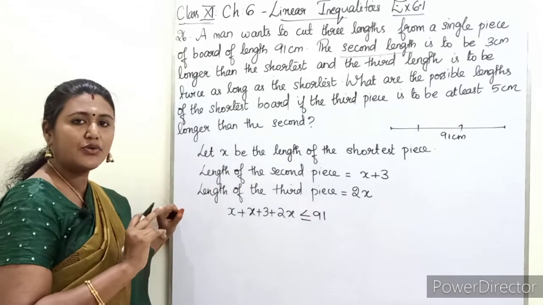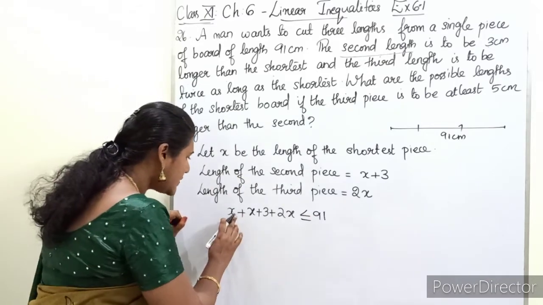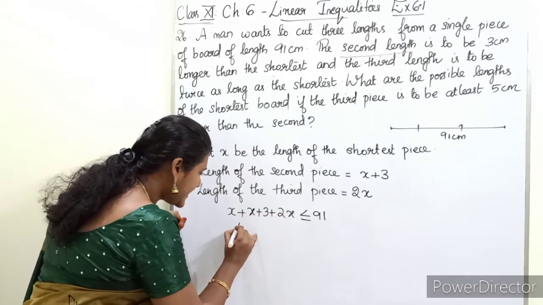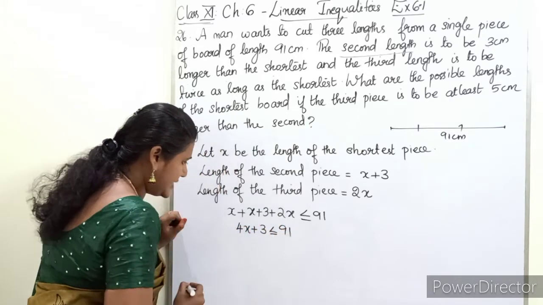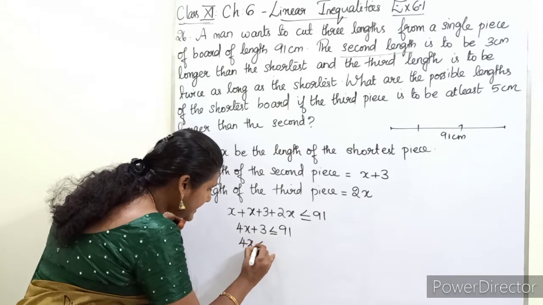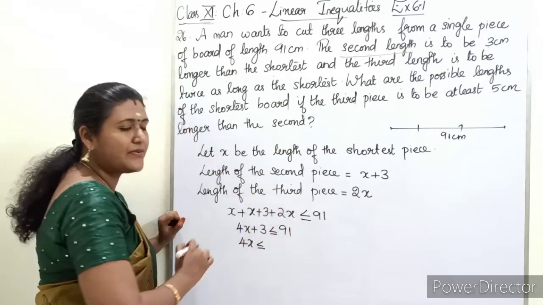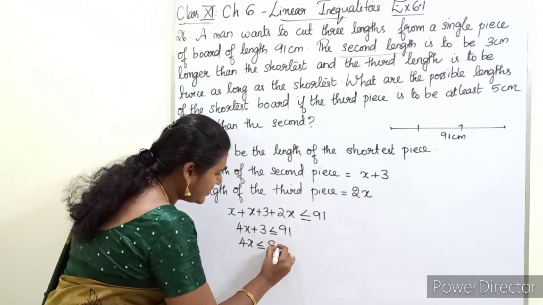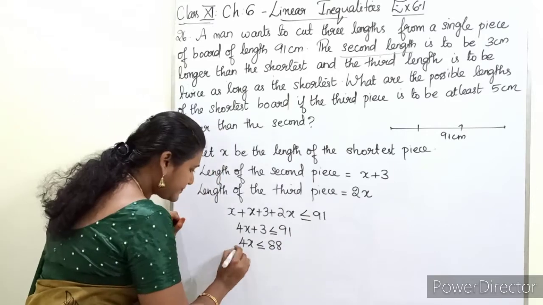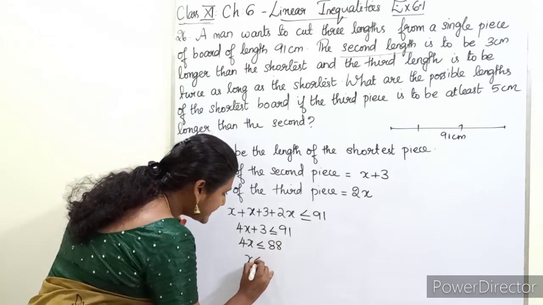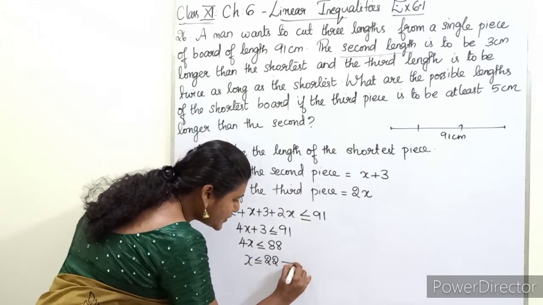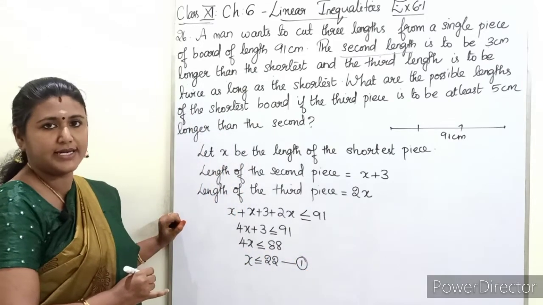From this we will find the first inequality. x plus x plus 2x, that is 4x plus 3, is less than or equal to 91. So 4x is less than or equal to 91 minus 3, taking the 3 to the right side, so we get 88. Now we divide the inequality by 4, so we get x is less than or equal to 22. So this is the first inequality.